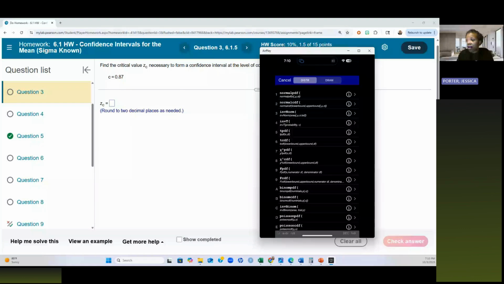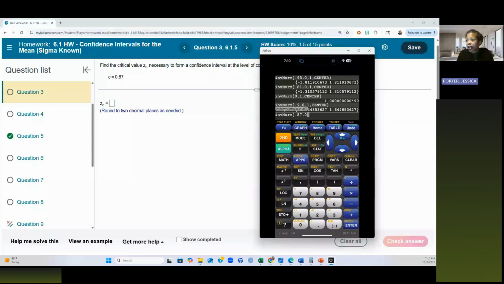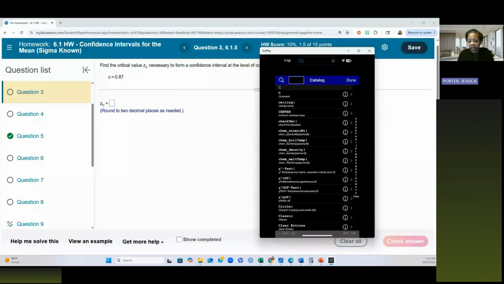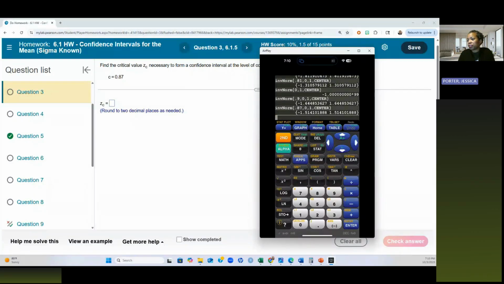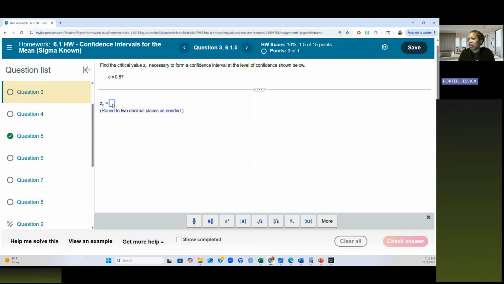It's normalized, so we've got a mean of 0 and standard deviation of 1. And I'm going to do second catalog and enter. So that's second 0, which is the catalog menu. And then enter. This Z critical value that they're looking for here is the positive side. So it's 1.51.